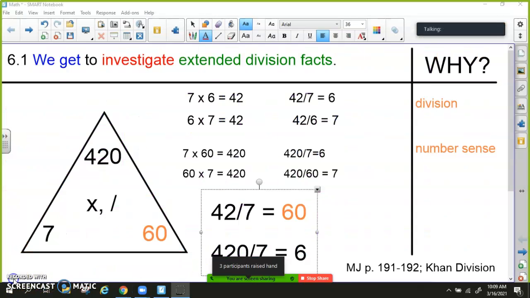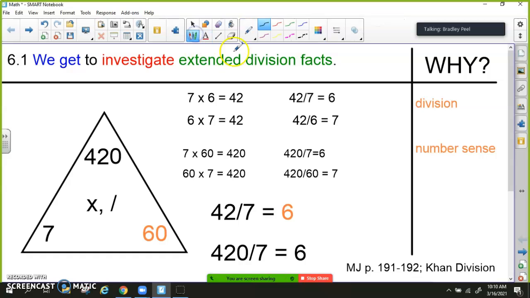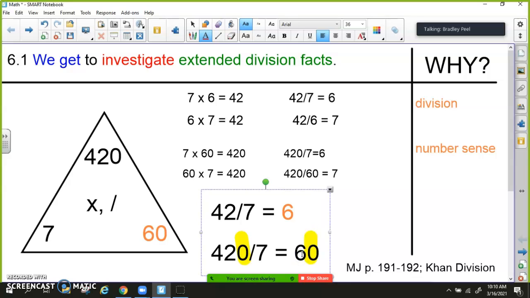Wonderful. So it was actually pointed out that I didn't put the 42 divided by 7 is 6 correctly, since for replacing that 0 and placing that 0 back into the equation, as we do with our extended facts, we have to place that 0 back into the equation here as well. So 420 divided by 7 is actually 60, just to make sure we have that correct.